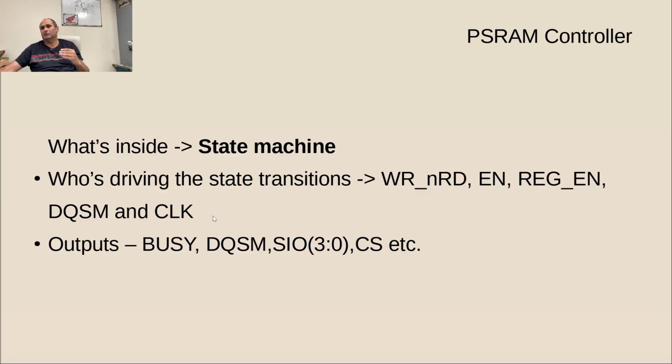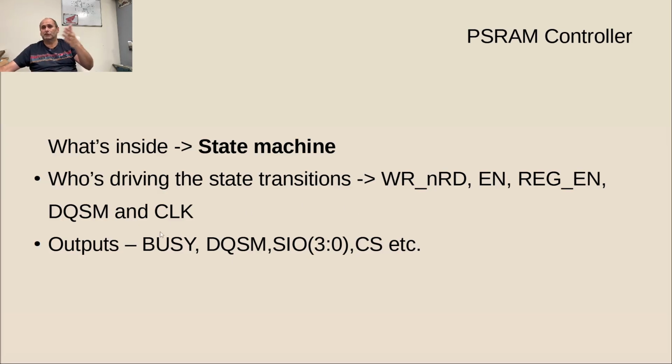Okay, next slide. What's inside the controller? Inside the controller is a state machine. A state machine is like an automaton which goes from one state to another, like a flow, right? So who's driving the state transition? First of all, the clock. The clock is like the engine which is going to move the state machine. Now, based on the read, write, enable, and register enable signals, the state machine will decide which way to flow. Because at the beginning, the flow is going to be linear, when we present the command and we issue the row address and the column address. But after that, we need to make a decision depending on what we do: we write to a register, or we read, or whatever.